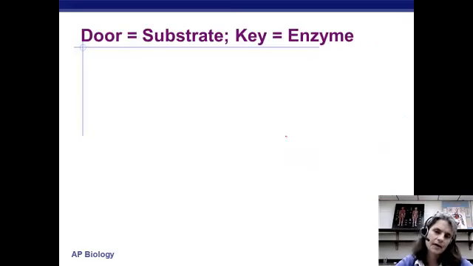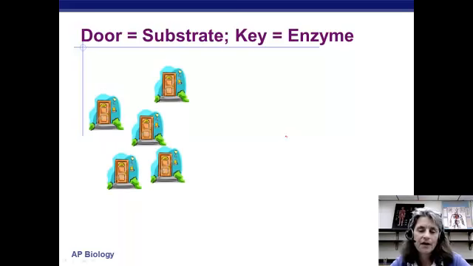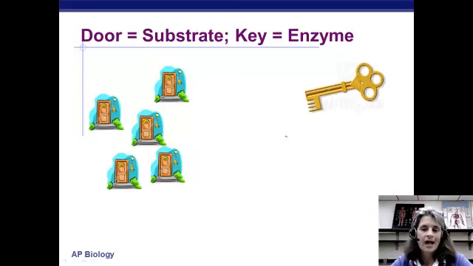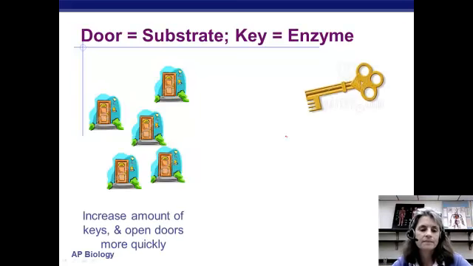So let's look at what would explain this phenomenon. I want you to think of the substrate, the hydrogen peroxide, the chemical that we want to break apart, as a door, and the enzyme is a key. Now, if I've got a bunch of doors, for example, here around school, and I have a single key, I can open all those doors with that single key, but it's going to take me a while to do all of them.